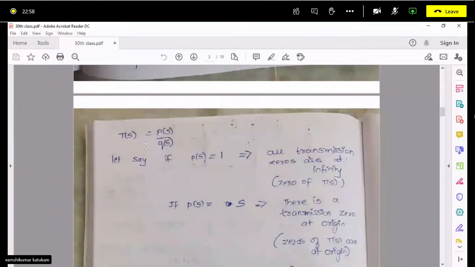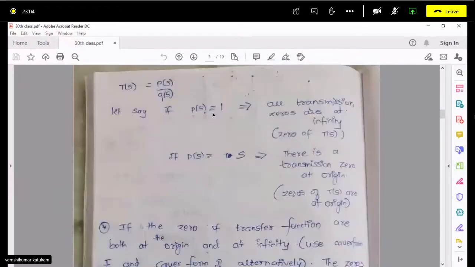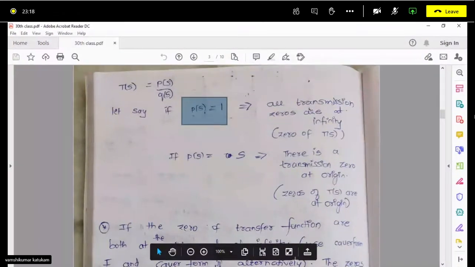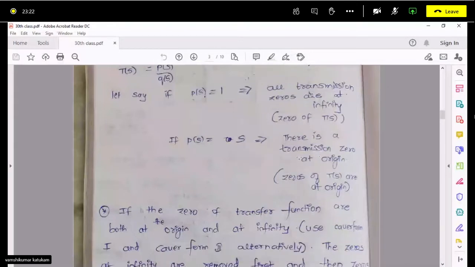You can see, if the general transfer function is P of s upon Q of s, and P of s is 1, it indicates all transmission zeros are at infinity. Similarly, if P of s is s, there is a transmission zero at origin. That is the meaning.